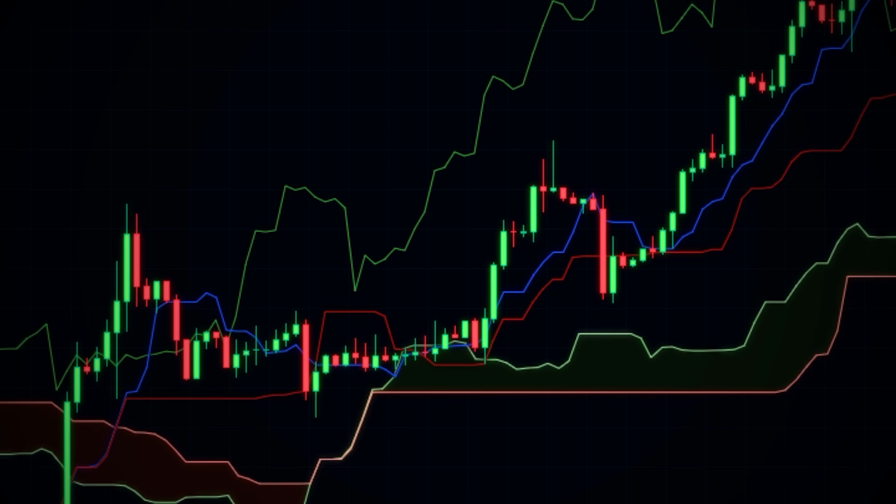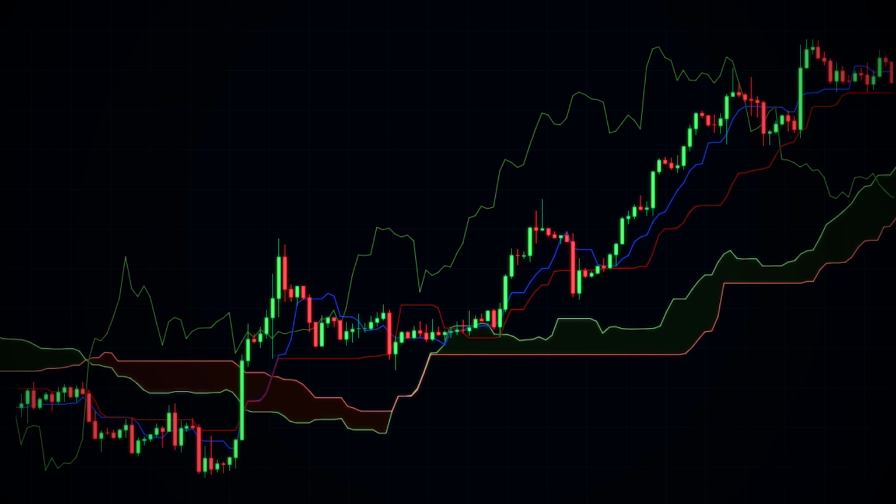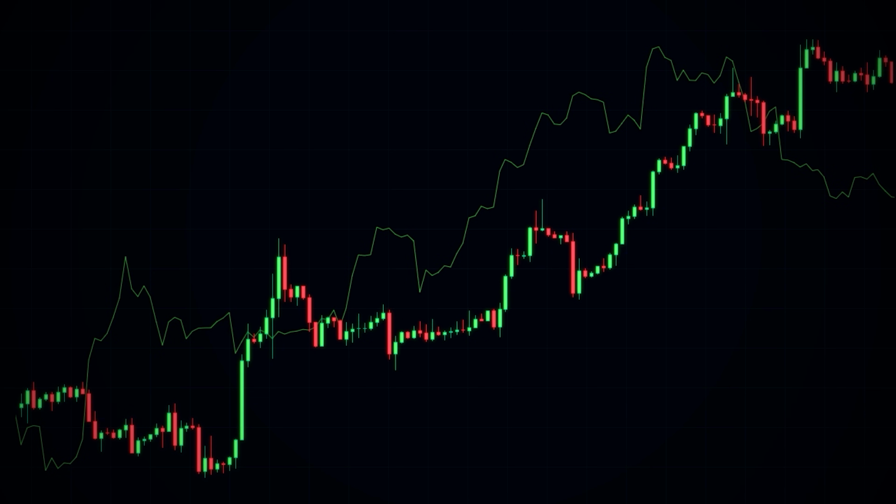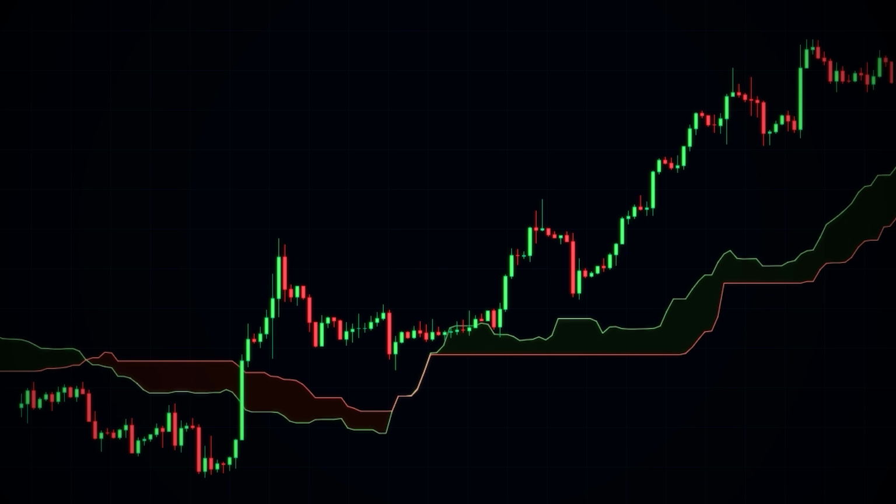At first glance, this indicator looks overwhelming and messy on a chart, but don't worry, because we will go over every component of the Ichimoku Cloud. We'll break it down, and by the end of this video, you'll be an expert.